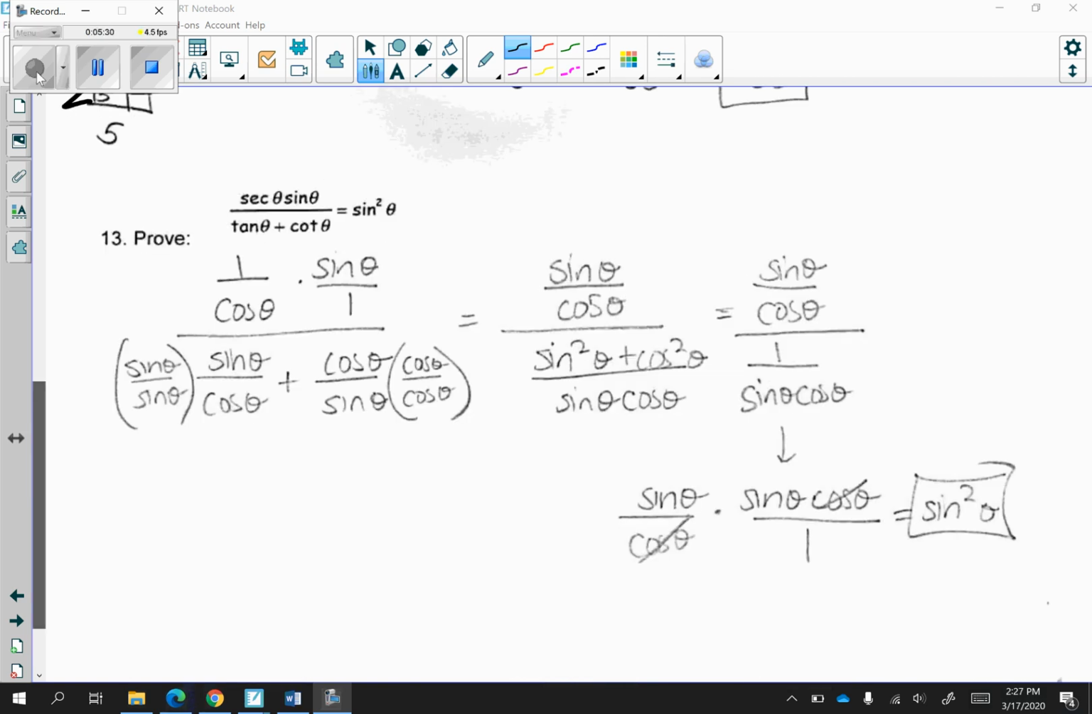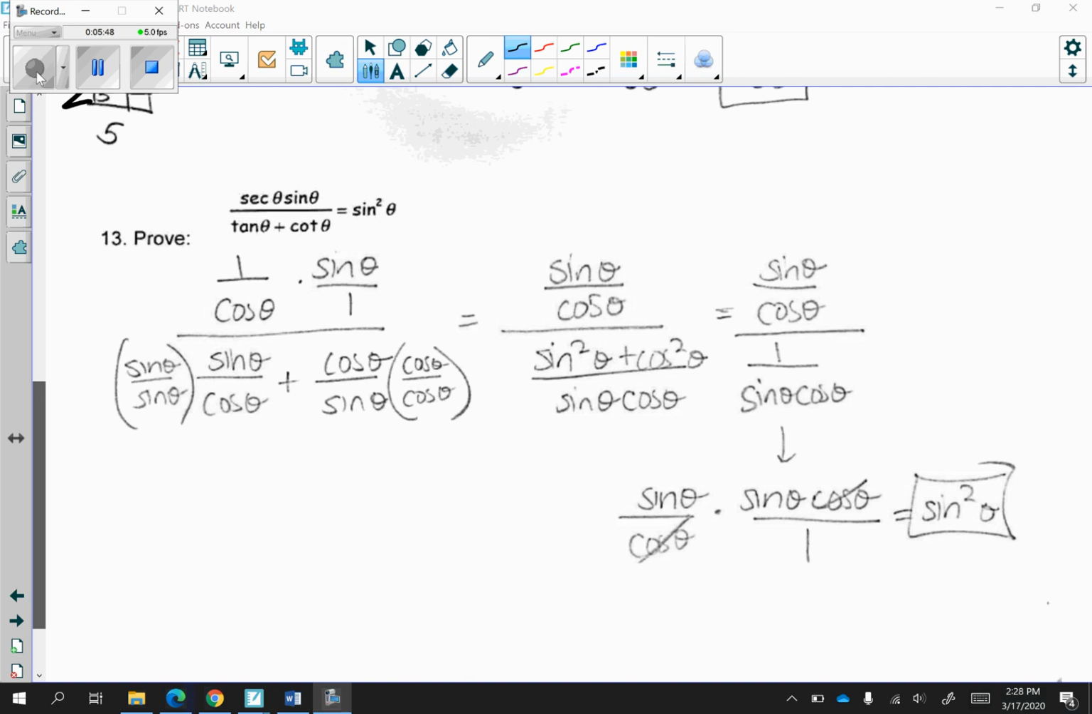Number 13 is a proof question. Secant of theta times sine of theta over tangent of theta plus cotangent of theta is equal to sine squared theta. So I simplified secant to be 1 over cosine, and sine I left alone. Now the denominator, I simplified tan to be sine over cosine, cotangent to be cosine over sine.